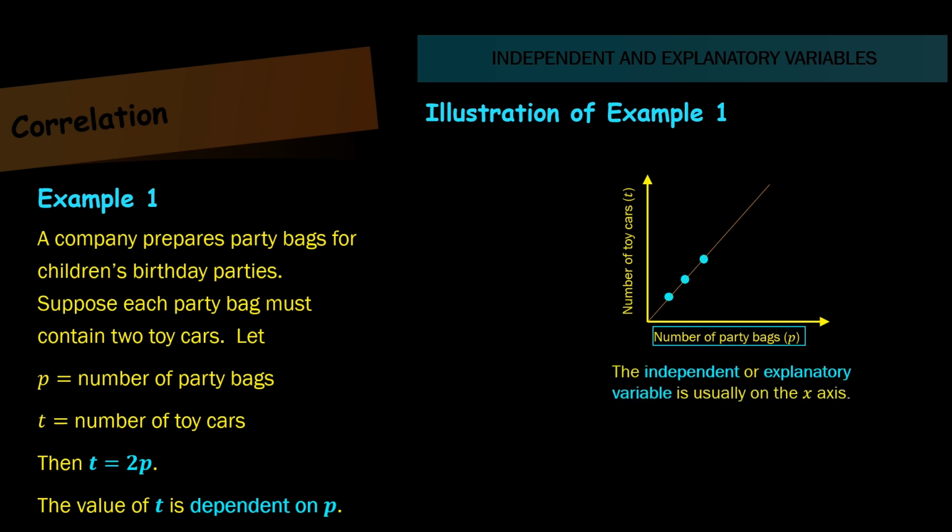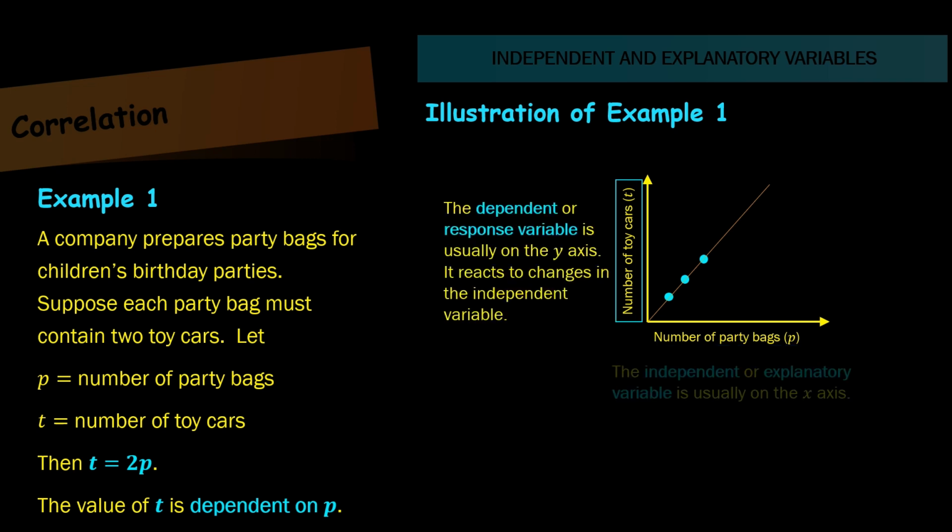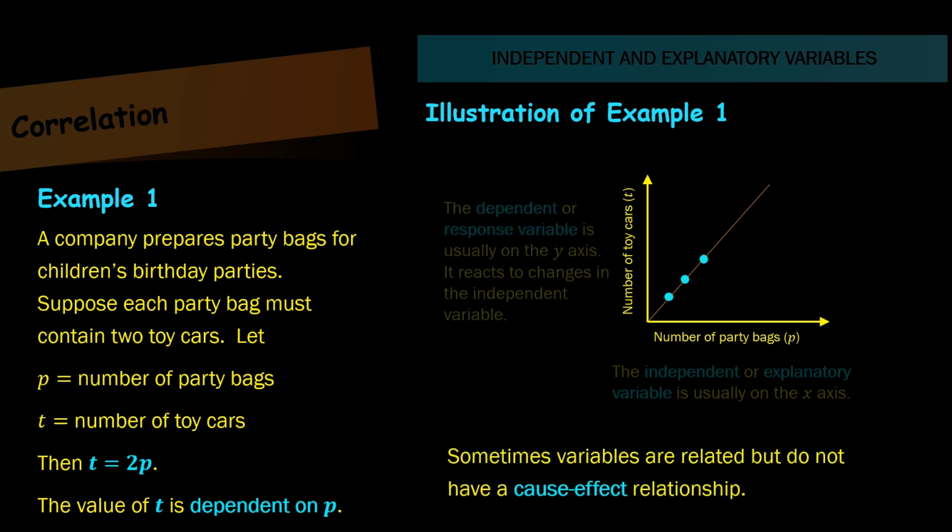The independent or explanatory variable is usually on the x-axis. So in this case, the number of party bags P is on the x-axis. And the dependent or response variable is usually on the y-axis. It reacts to changes in the independent variable. So in this example, the number of toy cars T is on the y-axis. Sometimes variables are related but do not have a cause-effect relationship. Let's now take a look at another example.